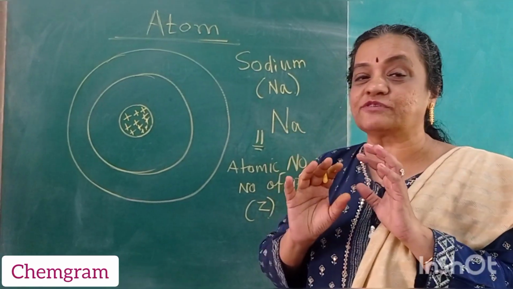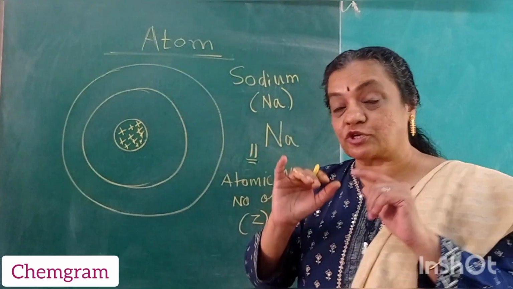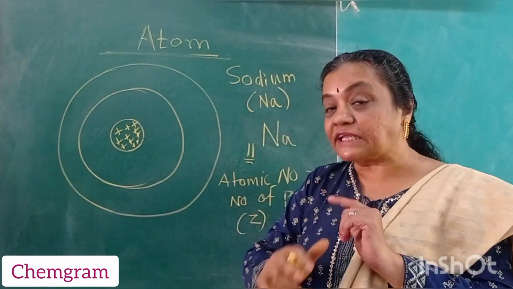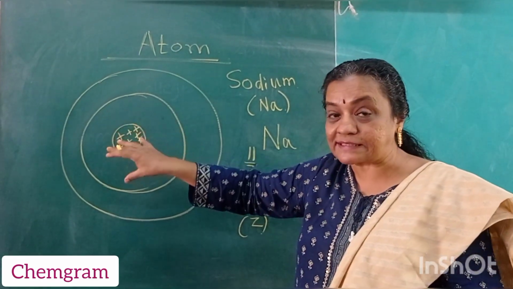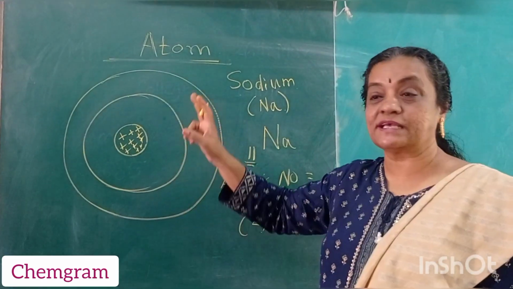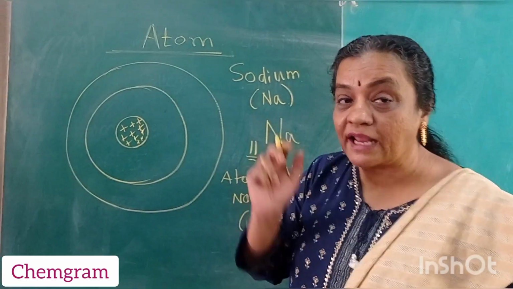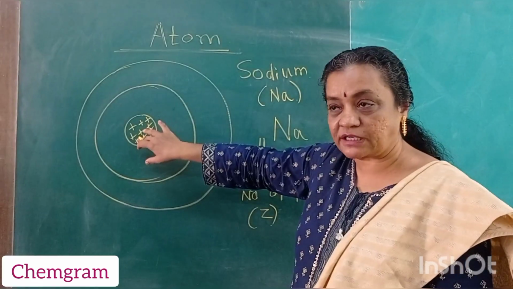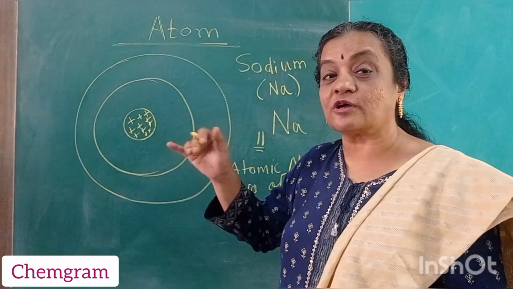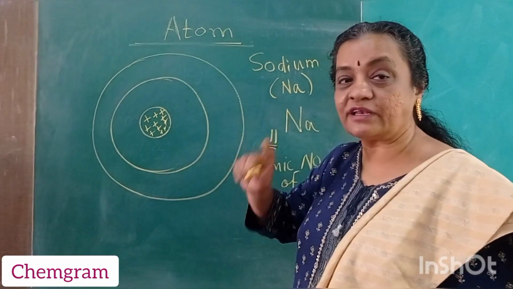But if there are only positive charges, this atom will be highly unstable. So there should also be 11 negative charges. Now, this negative charge is not inside the nucleus, so where is it? It is outside the nucleus. We call them electrons. Electrons are negatively charged particles. Because we have 11 positively charged particles or 11 protons, we should also have 11 electrons.